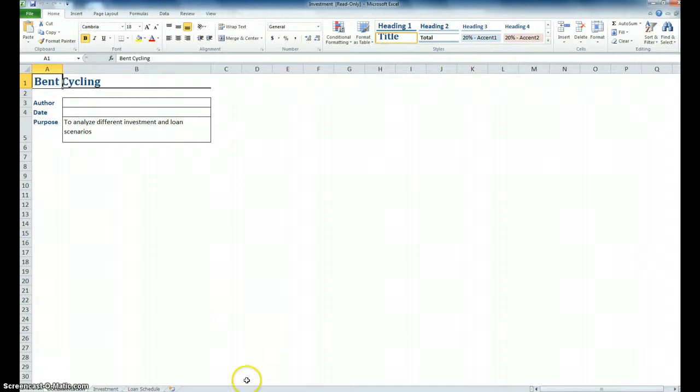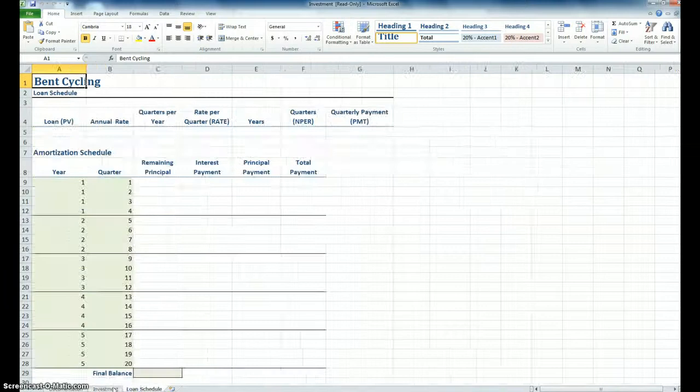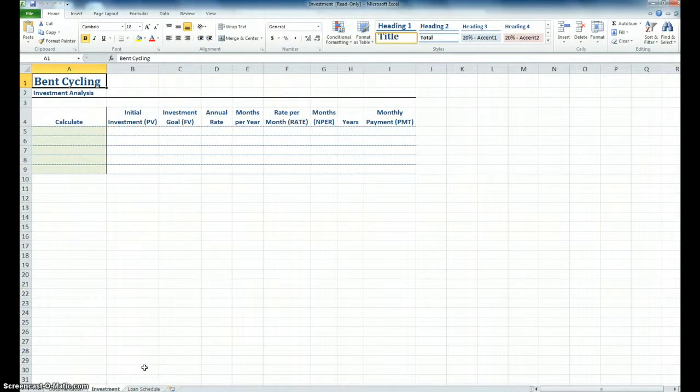As I look at this worksheet, I see documentation, I see investment page, and I see the loan schedule. We're going to work on the investment page, and again, I'm on 492. We're going to get started here. I want you to look and see what this grid looks like real fast.